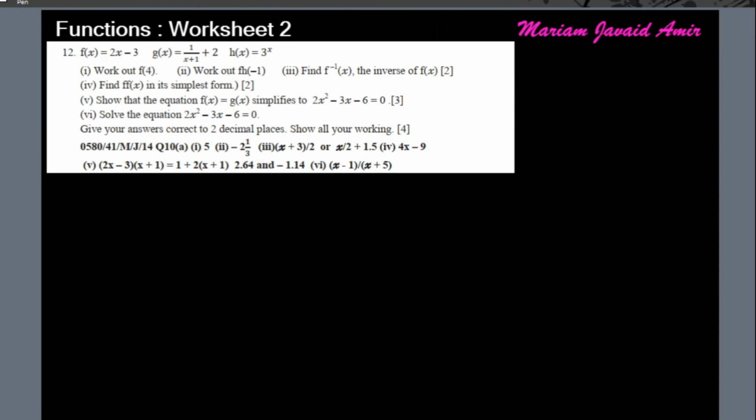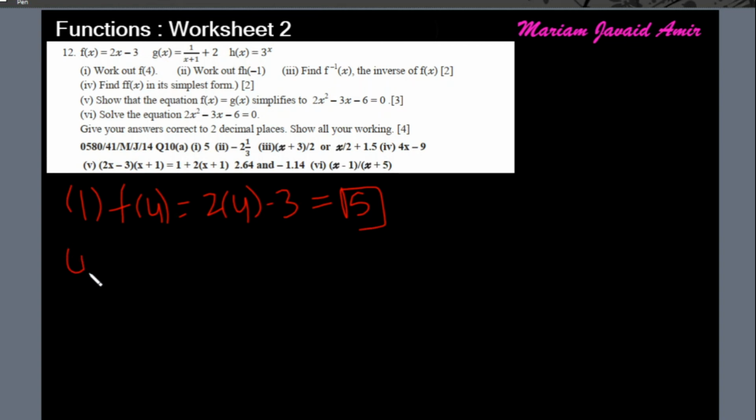Question number 12, part 1. Find f4, so that would be 2 times 4 minus 3. We've simply replaced x with 4 in fx, and we get 8 minus 3, 5.